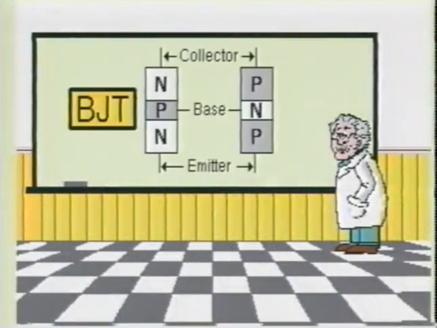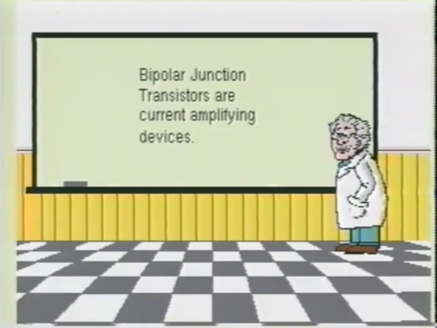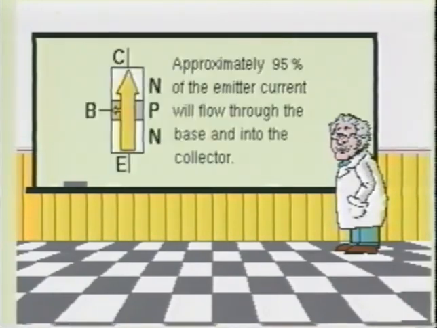There are two types of bipolar junction transistors, the NPN and PNP. Each will have three terminals, one being the emitter, the second being the base, and the third being the collector. BJTs are considered current amplifying devices because the base must draw current to allow the device to turn on. Approximately 95% of the majority charge carriers which leave the emitter will travel through the base section and flow into the collector of the device.